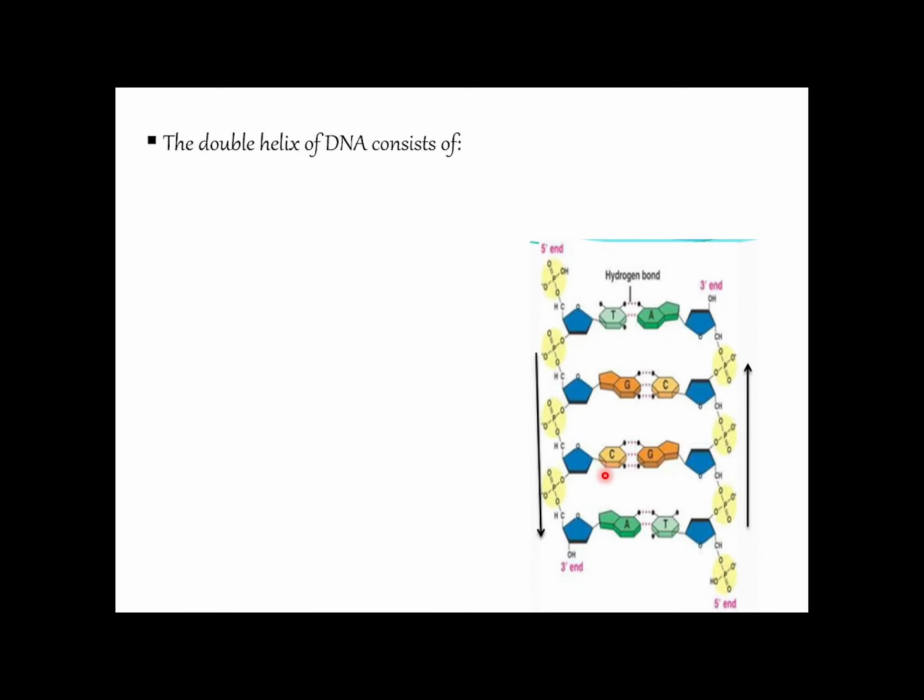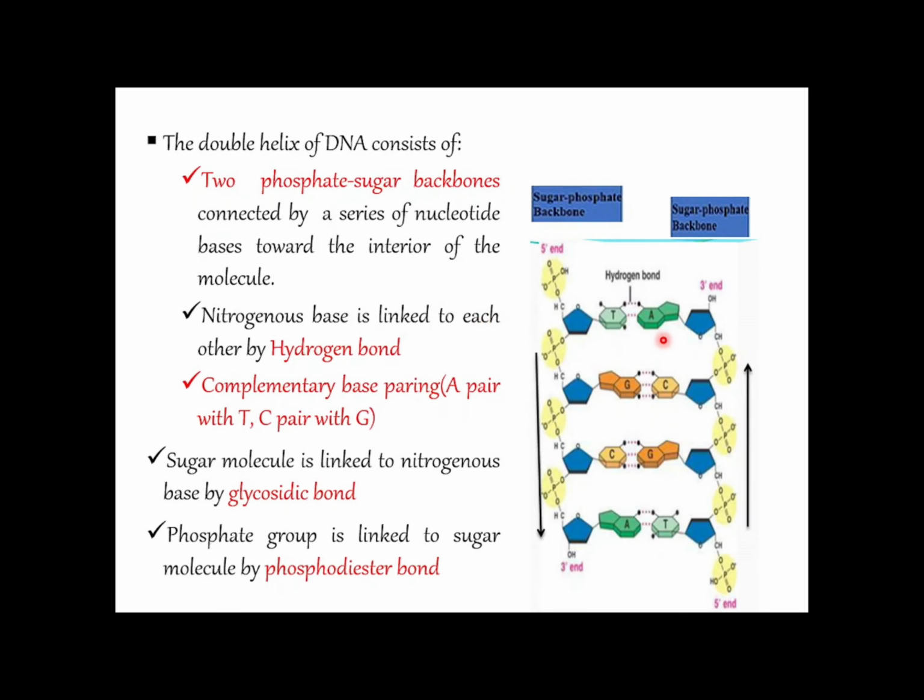Actually, this DNA is a double-stranded structure. It contains what we call a sugar-phosphate backbone. There is a sugar-phosphate backbone: phosphate, sugar, phosphate, sugar, phosphate, sugar, phosphate, sugar. This side also: sugar, phosphate, sugar, phosphate, sugar, phosphate, and sugar. So it is double-stranded. Internally, there are nitrogenous bases. Those are oriented inward.